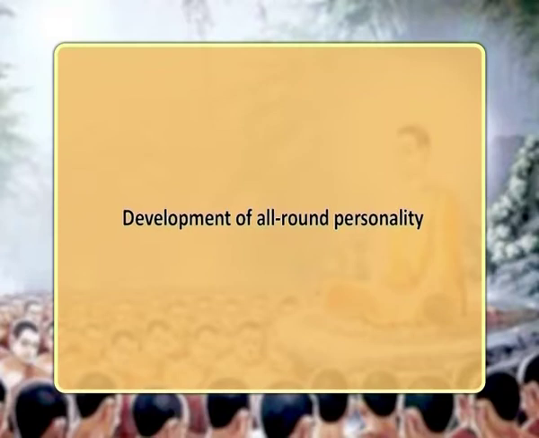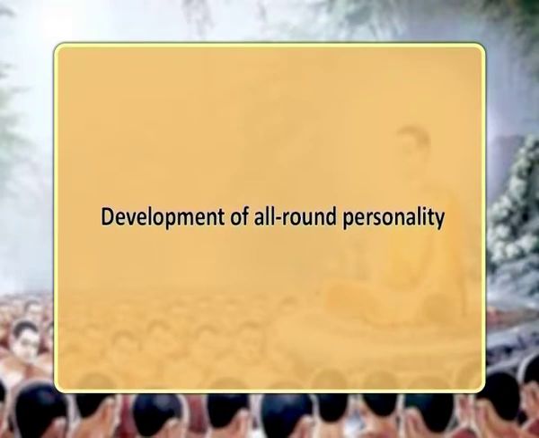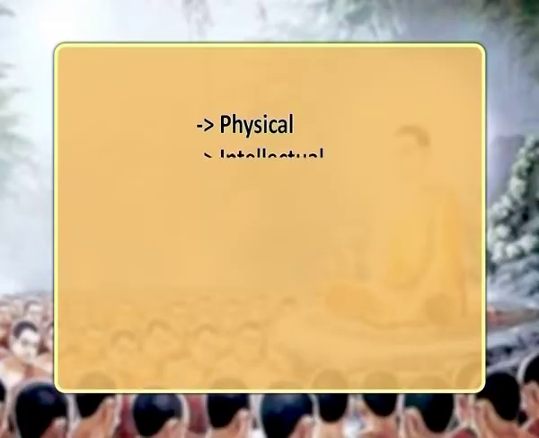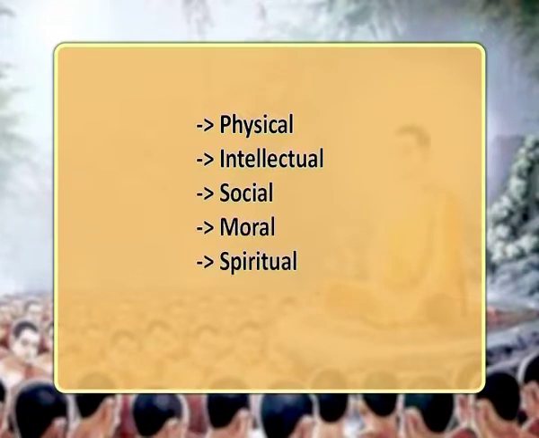The 8th aim is development of all-round personality. In Buddhist philosophy of education, the real education implies development of total personality, that is, development of personality in all its aspects, such as physical, intellectual, social, moral, spiritual and material aspects. It was all-round harmonious and well-balanced development of personality for which attention was paid by Buddhists.